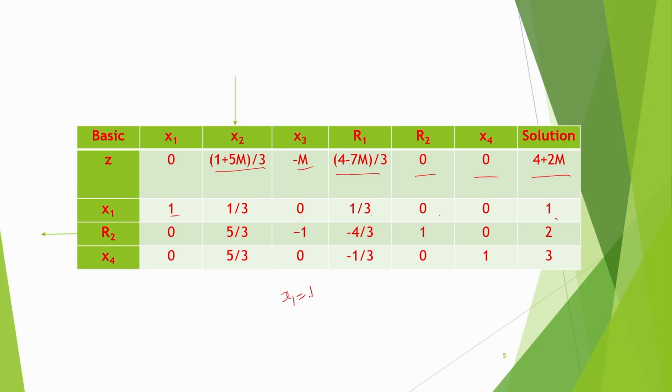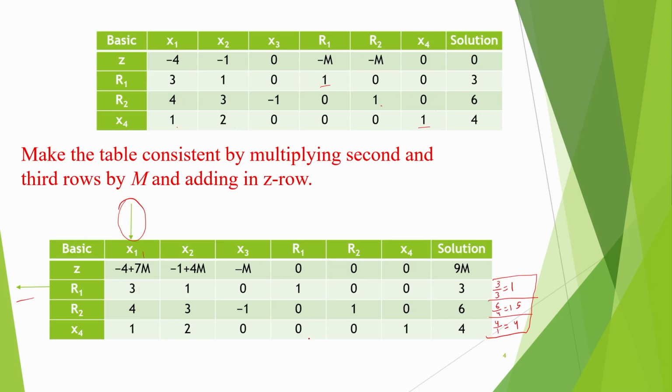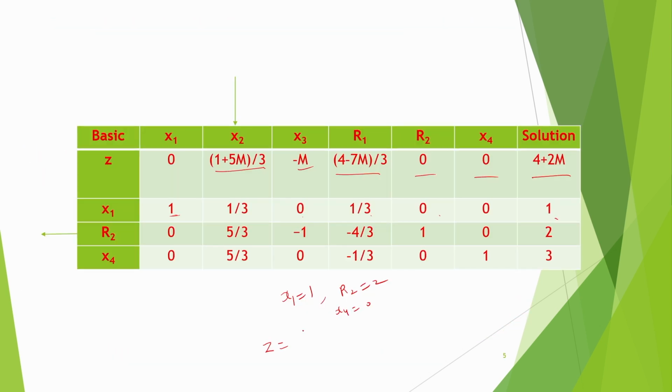x1 is equal to 1, x2 is equal to 2 is the solution, and x4 is equal to 0. And as you decided already, Z was the objective function 4x1 plus x2 plus MR1 plus MR2. So R2 is not there in the basic variables, so it is naturally 0, but MR1 means it will be 2M, and x1 is equal to 1, so 4 plus 2M. That is why the solution is coming 4 plus 2M.